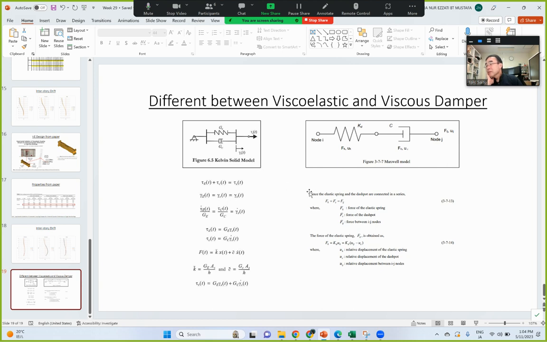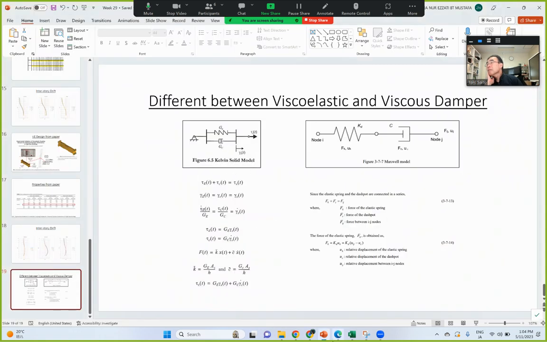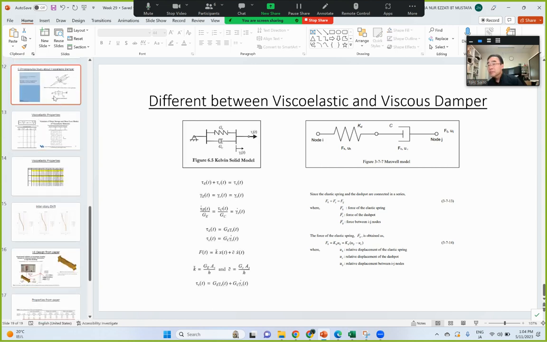So is it okay? Because this one from Sierra uses a series model, but in actual references, for example from this study, they use a Kelvin model, which is in parallel. I also checked other research papers that use viscoelastic dampers, and actually they are using parallel rather than series. So how do we decide these spring properties?